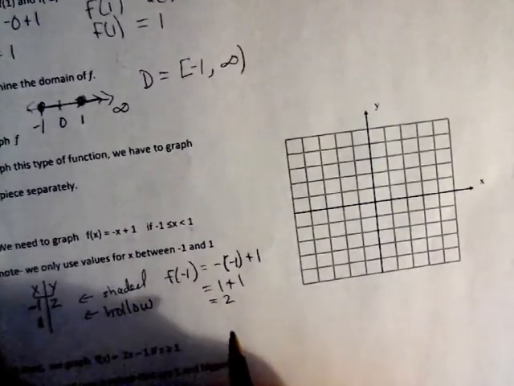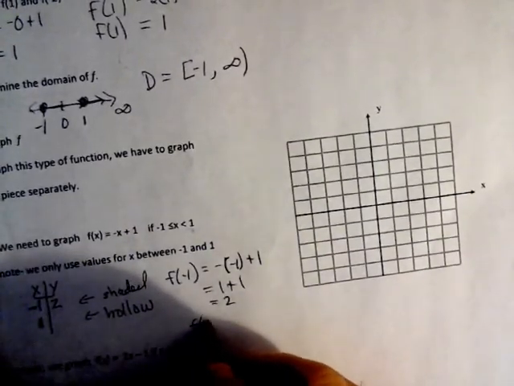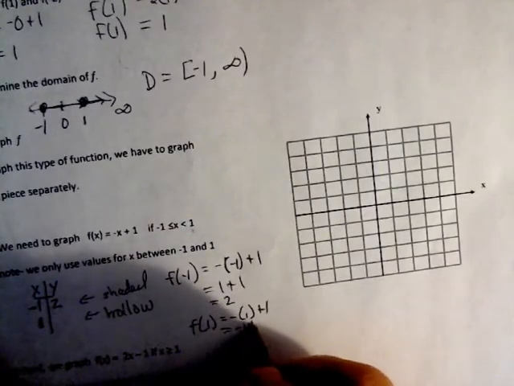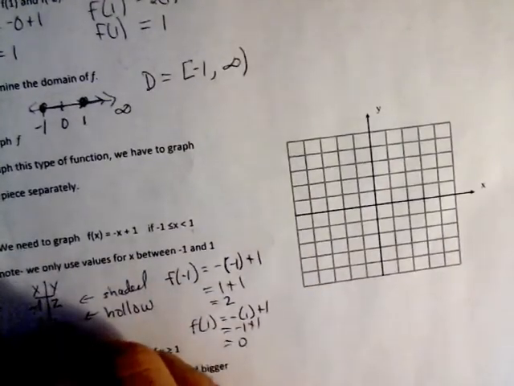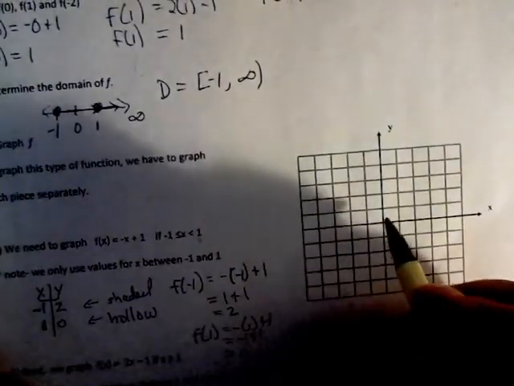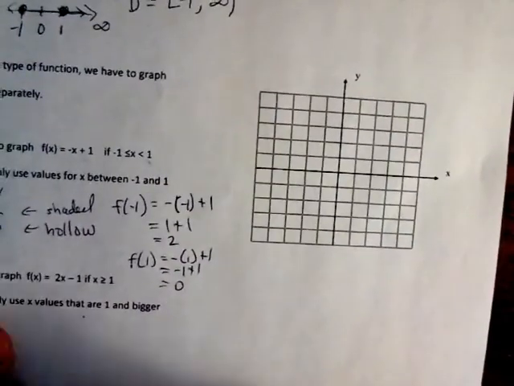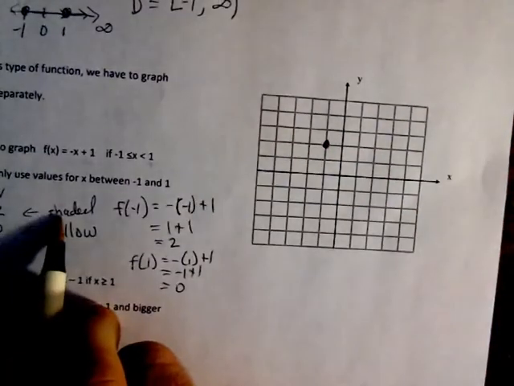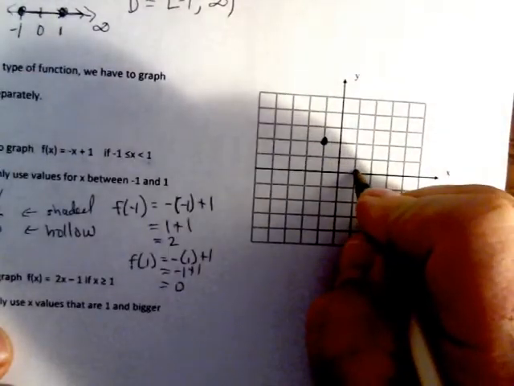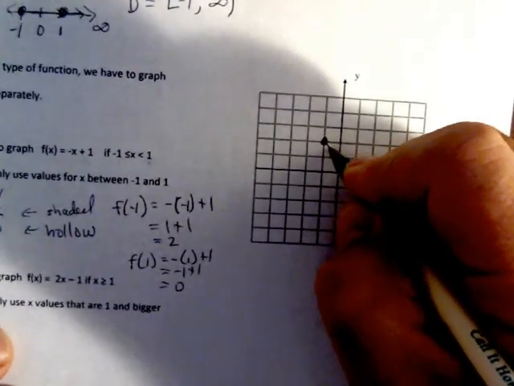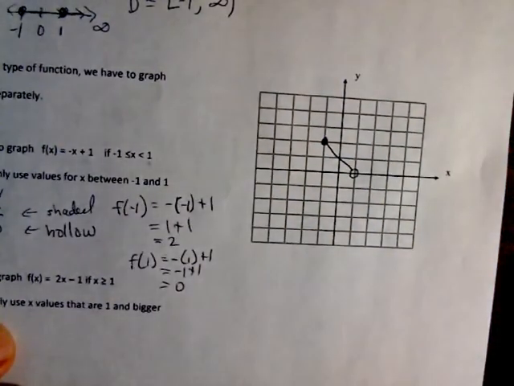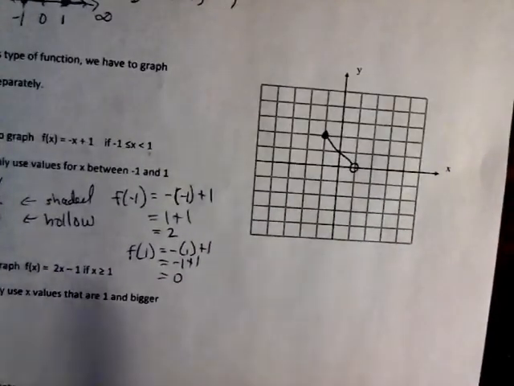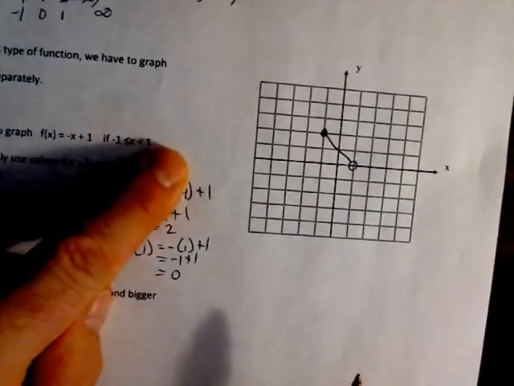So f of 1 is negative 1 plus 1, which is 0. So when I plot these points, I go to negative 1, 2, shade it as I've indicated, and I go to 1, 0, which is here, and I leave it hollow, and I just connect them. So that's just a line segment, no arrows, because I strictly have a beginning and an end point.